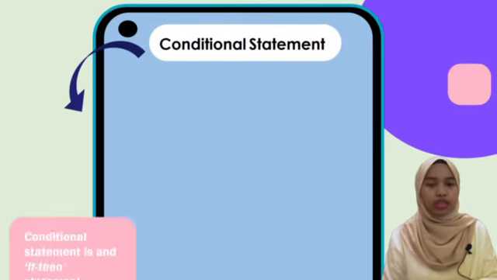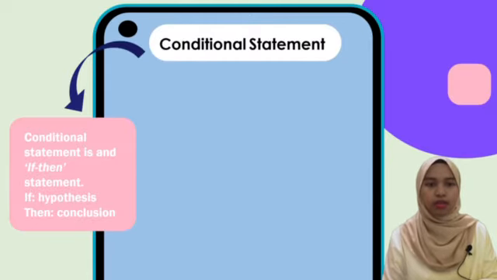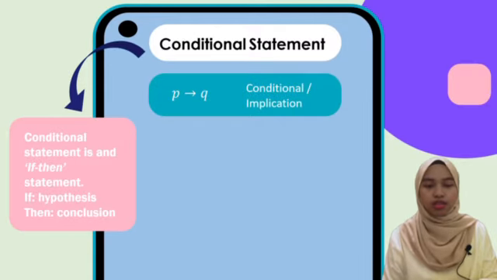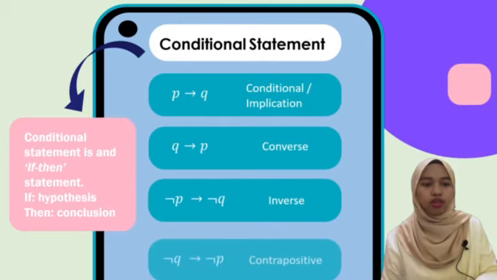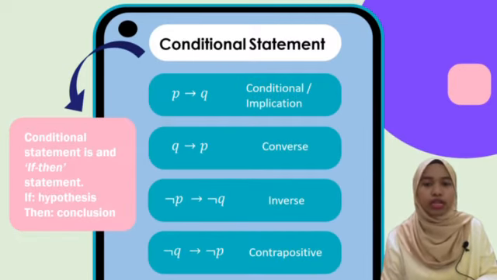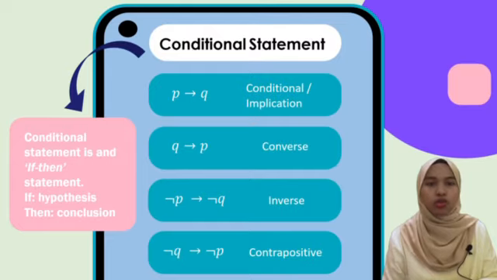After that, I will explain about conditional statements. A conditional statement is an if-then statement, where some condition must be satisfied to reach some conclusion. A conditional statement has a hypothesis, which is the if part of the statement, and a conclusion, which is the then part of the statement. It has three related conditional statements, which are converse, inverse, and contrapositive. The converse of a statement is when the hypothesis and conclusion are switched. The inverse of a statement is when the hypothesis and conclusion of a statement are both negated. The contrapositive of a conditional statement is formed by negating both terms and reversing the direction of inference.